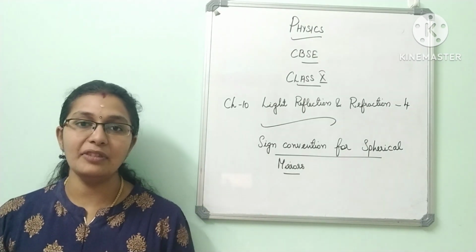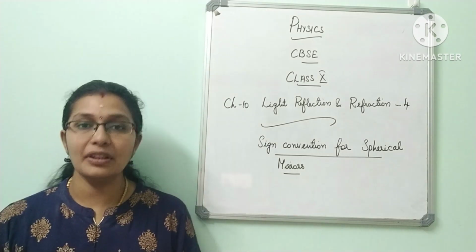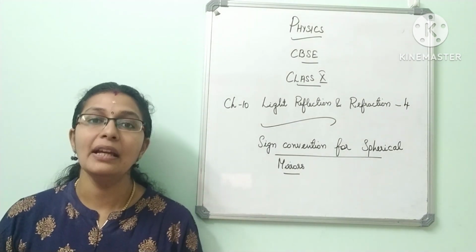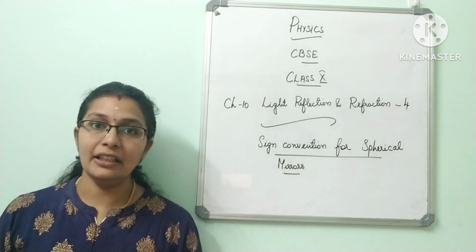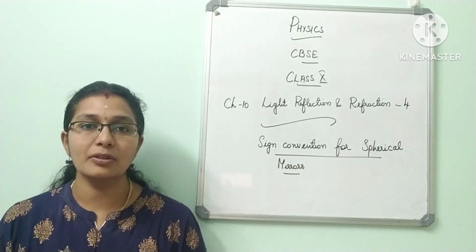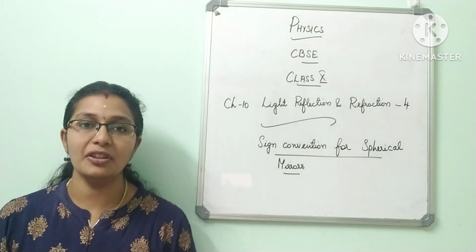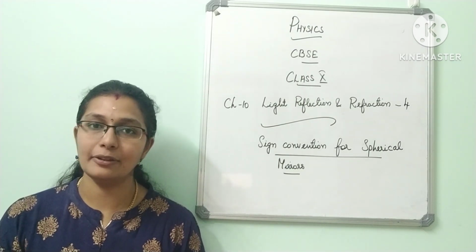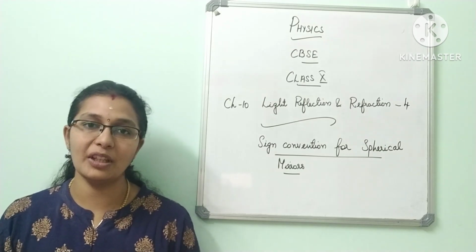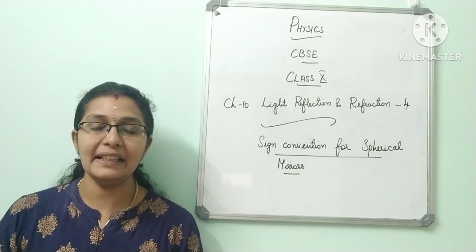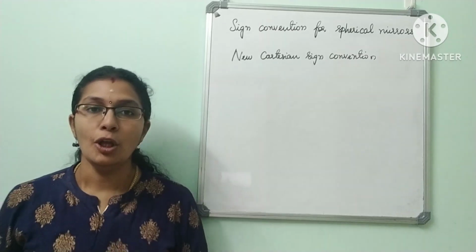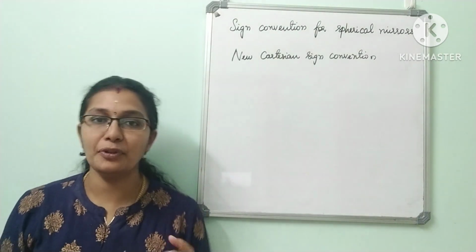So in this session we are going to see sign convention for spherical mirrors. This is one of the most important topics because it is mainly used to solve numericals. Only when you understand sign convention can you easily solve numericals, okay? Where positive and negative signs will be used and how, we are going to see in this session. In the next session we will see mirror formula and magnification. So let us start with sign convention for spherical mirrors.